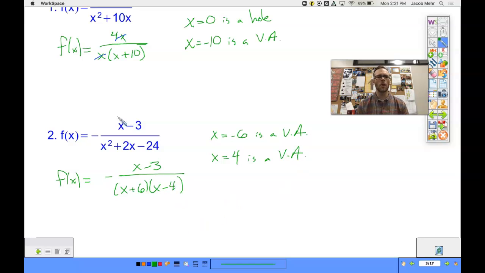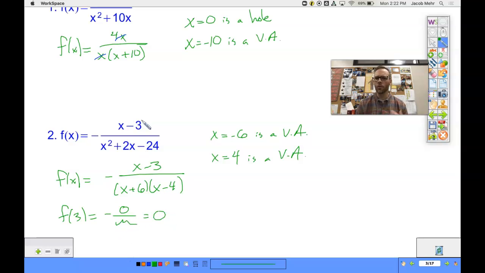Now, sometimes I have students say, well, what about x minus 3? Is that a vertical asymptote or a hole? Good question. What happens when we substitute 3 into this? I get 3 minus 3, which is 0, divided by 3 squared plus 2 times 3 minus something. It doesn't matter what the denominator is, as long as it's non-zero. So when I put in 3, I get 0 over something that's not 0, which is just 0.